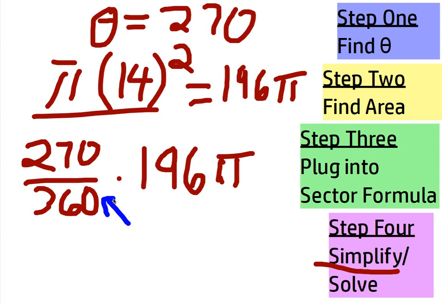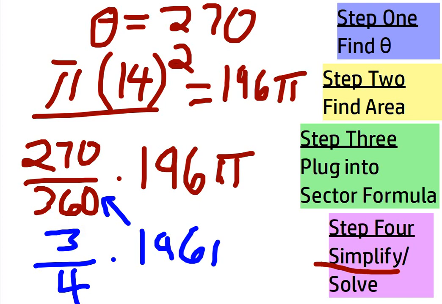Okay, 270 out of 360, the 90 goes into both of them, right? So it'll be 3/4. 90 goes into 270 3 times. 90 goes into 360 4 times. It'll be 3/4 times 196 pi. Now the question from there is, can you reduce it again? The answer is yes, because 4 goes into both of those.